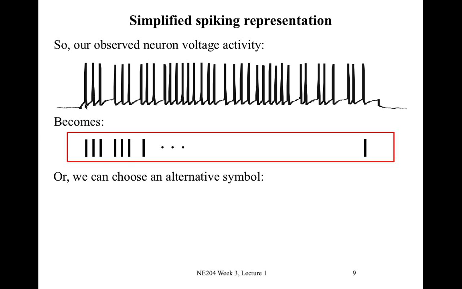Every time you see a spike, what are we doing? Well, here's a spike in our voltage trace. We indicate it with a tick mark. Here's another spike. We indicate it with a tick mark. A third spike, and we indicate it with a tick mark, and so on. So we're taking this complicated voltage trace and representing it as this series of tick marks.